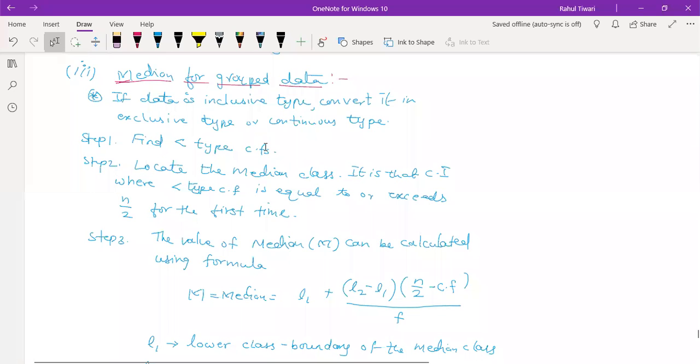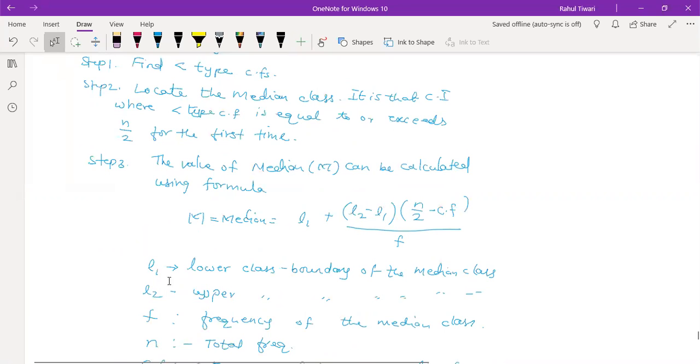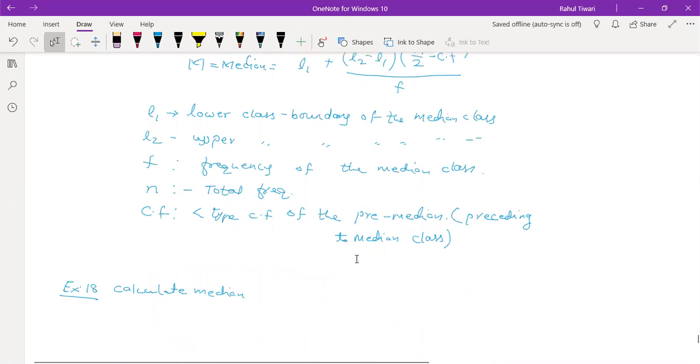Find the less than type cumulative frequency here. That means you know how to find the less than type. Then locate the median class. So how to locate the median class? You calculate n by 2 and find out where this value first lies. That particular class is your median class. Once you get the median class, you will get all the values like L1, L2, n by 2, CF, everything. We will see one example and then you can understand better.